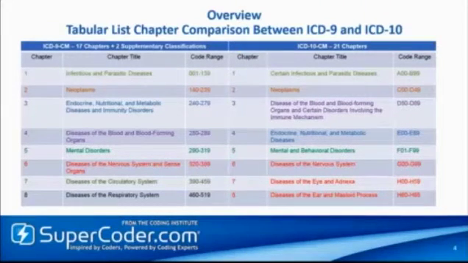And those are chapter 6, diseases of the nervous system, chapter 7, diseases of the eye and adnexa, and chapter 8, diseases of the ear and mastoid process. These chapters, as well as 7 and 8 in I-9, conditions of the circulatory and respiratory systems, are covered in chapters 9 and 10 in I-10. And those you can see here on the next slide.